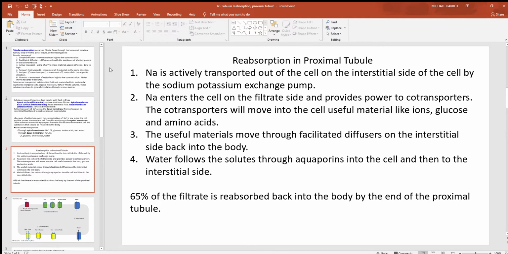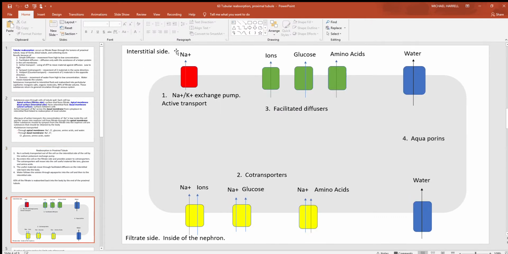What you see typed up right here is how you have reabsorption in the proximal part of the tube. And remember, in the proximal part of the nephron, that's where you're going to get 65% of that filtrate pulled back into the body. So let's see what happens on this little picture. If you want all this reabsorption to occur, you got to start with the sodium-potassium exchange pump up here on the interstitial side. Now remember your goal. Say this is the inside of the nephron. This is the filtrate side. This is the body, the interstitial side. You got to get almost all this material back into the body.